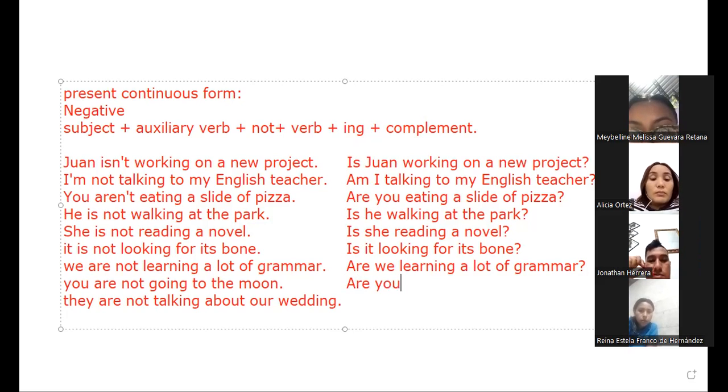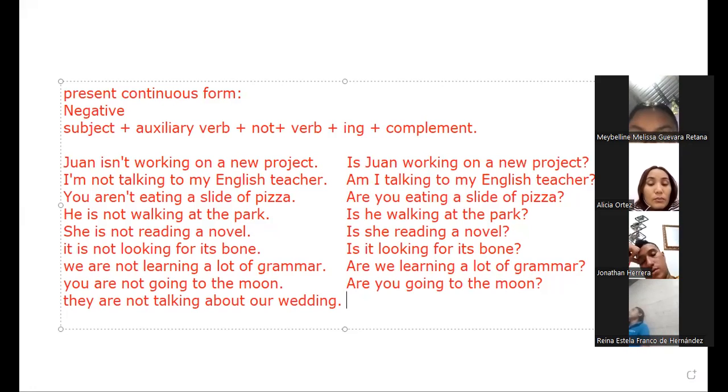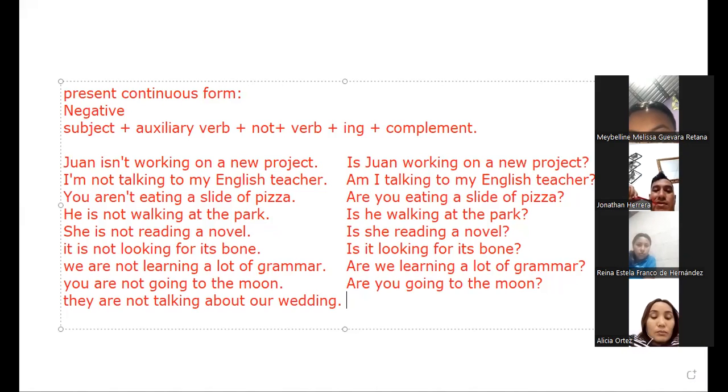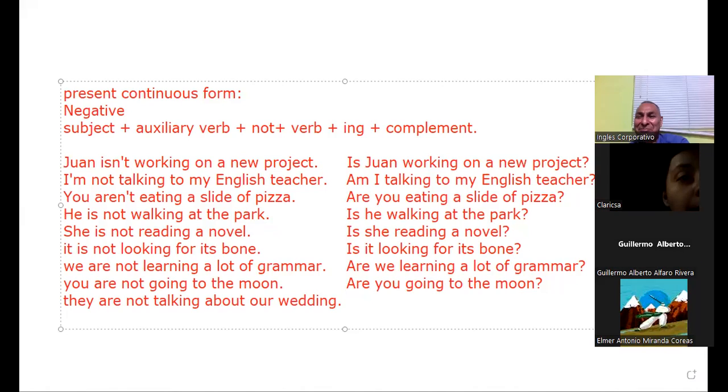Are you going to the moon? Okay. To the moon. ¿Y la negativa? Me agarran curva, teacher. Aren't you going to the moon? Sería la negativa, ya la habían dicho. Ahora vamos a ver la last one, Clarissa. Work on the last one, please.